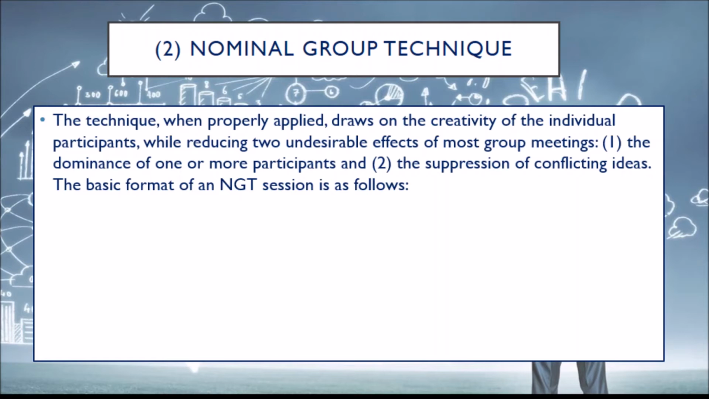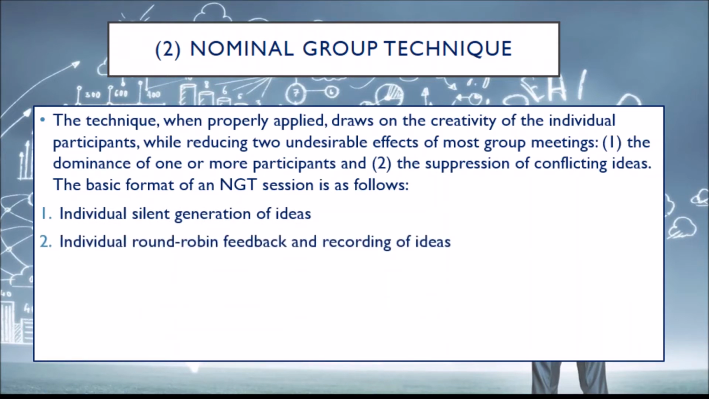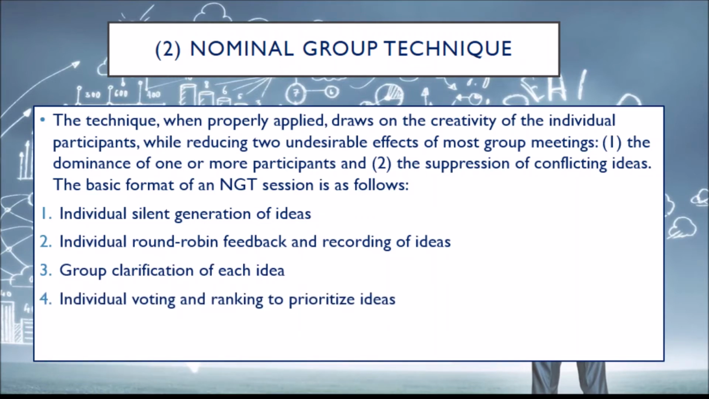The basic format of an NGT session is as follows. First, individual silent generation of ideas. Second, individual round-robin feedback and recording of ideas. Third, group clarification of each idea. Fourth, individual voting and ranking to prioritize ideas. Fifth, discussion of group consensus results.